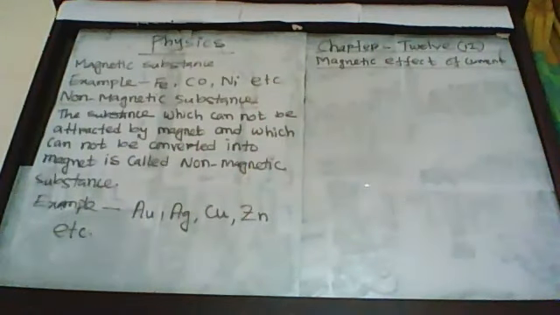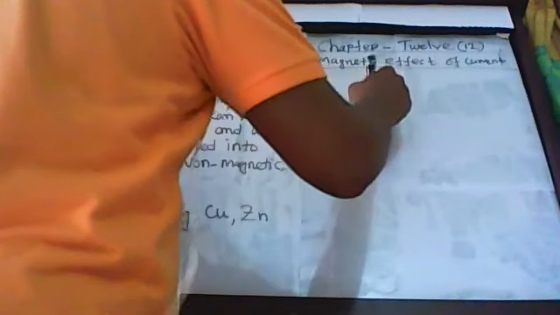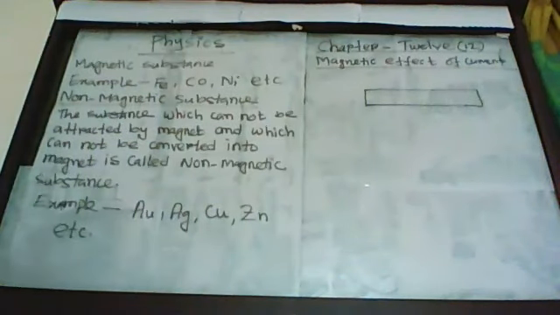Now, I'm going to take an iron bar, a metallic iron bar, an iron nail, a piece of iron. I'm going to take here a piece of iron.